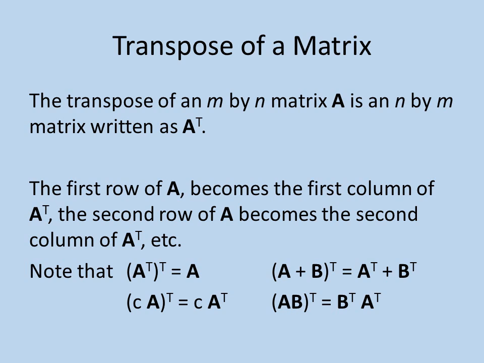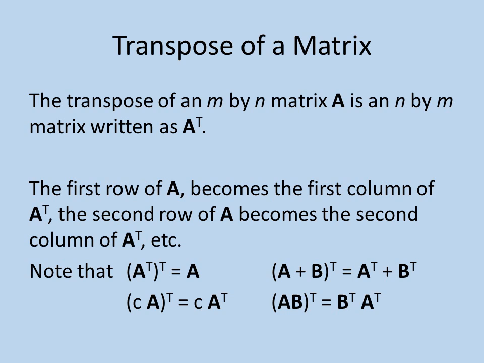One of the other properties of a matrix, which we'll sometimes need, is to define the transpose of a matrix. The transpose of an m by n matrix A is an n by m matrix that we write in the form A transpose. The first row of A becomes the first column of A transpose. The second row of A becomes the second column of A transpose, etc.